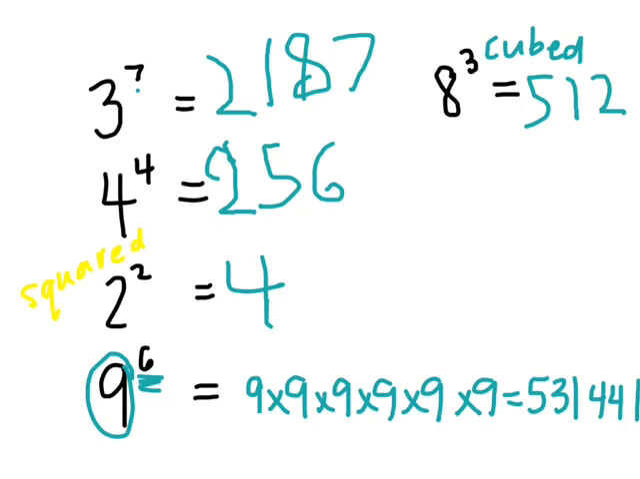Good, so 3 to the power of 7 is equal to 2,187. Okay, and here's the rest of the answers. Good.